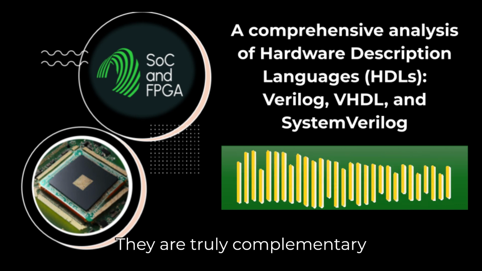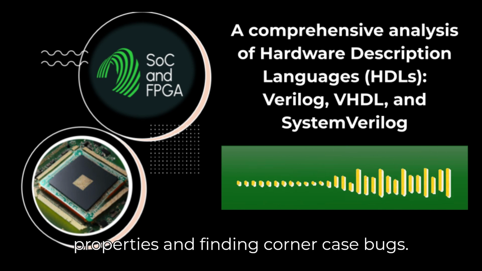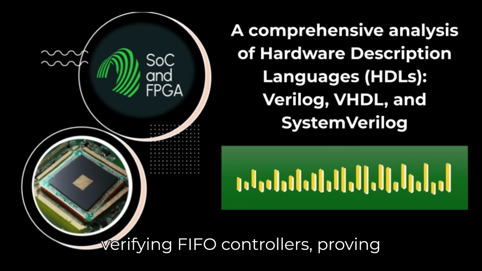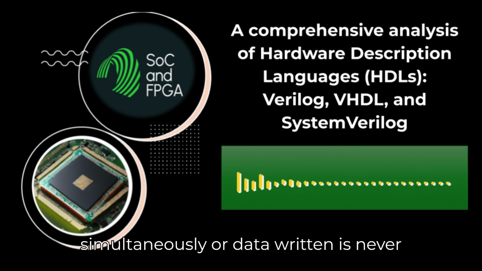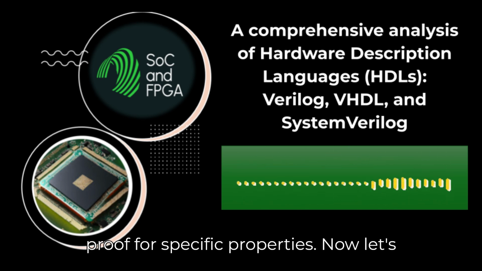They are truly complementary technologies: simulation for data path validation and broad functional testing, formal for proving critical control properties and finding corner case bugs. A classic example where formal shines is verifying FIFO controllers, proving things like never full and empty simultaneously, or data written is never lost. Okay, formal gives you mathematical proof for specific properties.